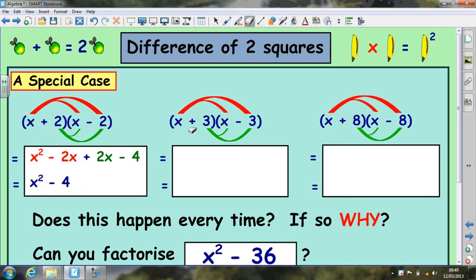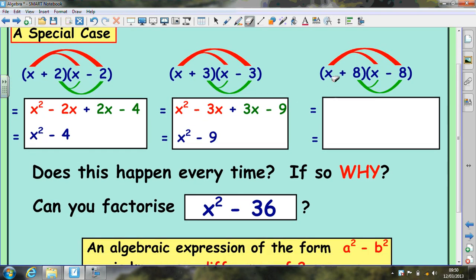Okay, now let's look at the next example. x plus 3 multiplied by x minus 3. Again, x times x is x squared. x times minus 3 is subtract 3x. x times 3, the green, is 3x. And 3 times negative 3 is subtract 9. Again, you're left with x squared. The subtract 3x and the plus 3x cancel each other out, and you've got subtract 9.